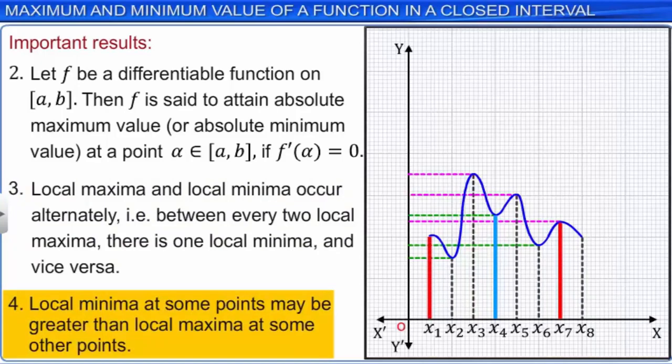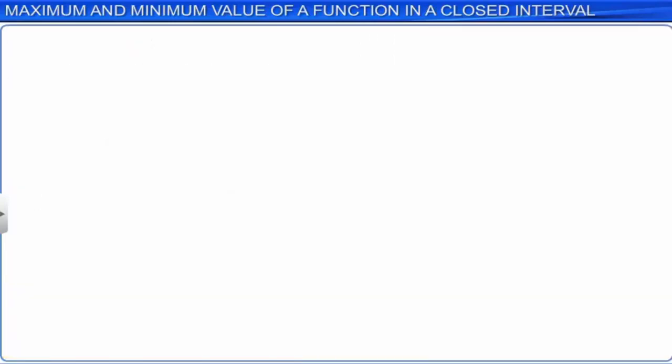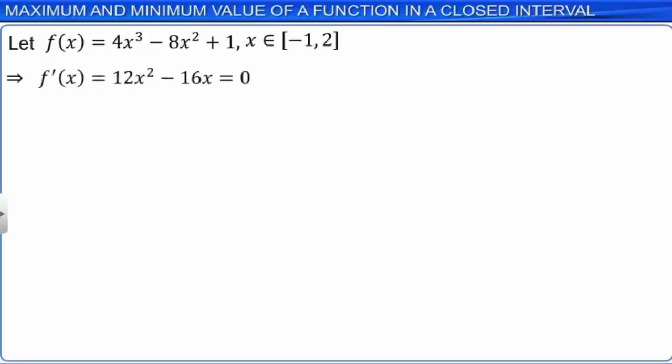Let us now apply what we have learned so far to find the absolute minimum and maximum values of a function f on the closed interval [-1, 2]. To find the required values of the function f, we have to first find its critical points, which are obtained by equating the derivative of the function to 0. This gives 4x(3x - 4) = 0. This implies that x = 0 and x = 4/3 are the two critical points.